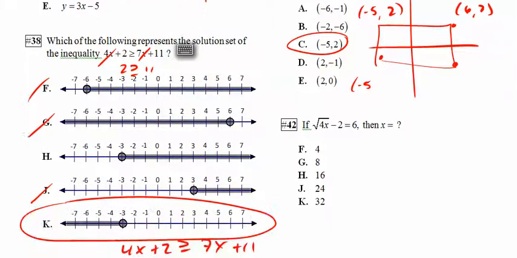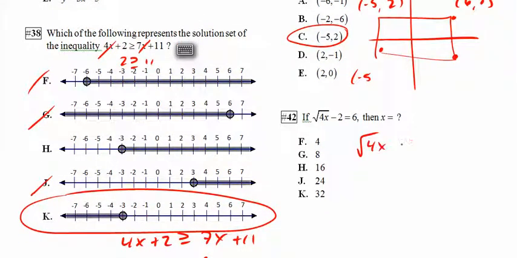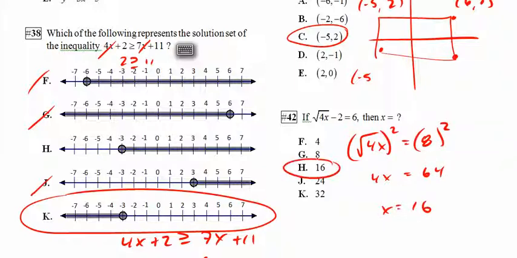If radical 4x minus 2 equals 6, radical 4x equals 8, 4x equals 64, because I'm squaring both sides, x equals 16. Check that real quick. It works. That's it. Good luck.